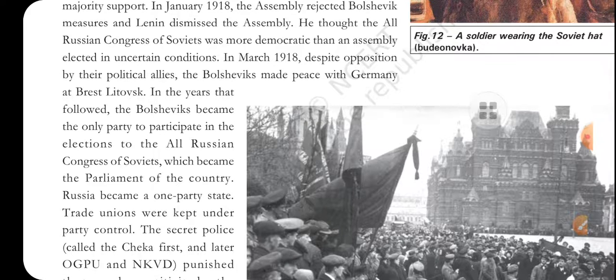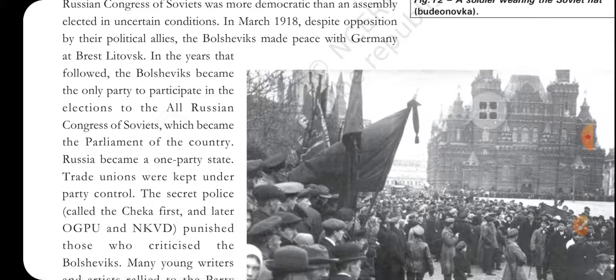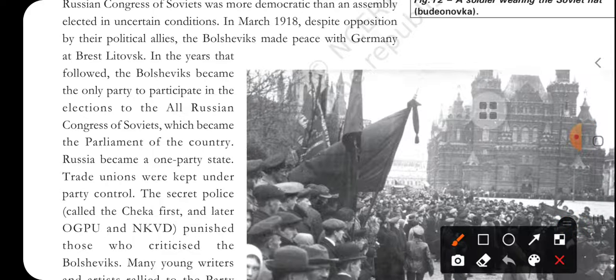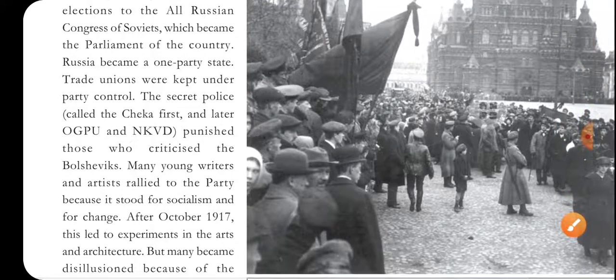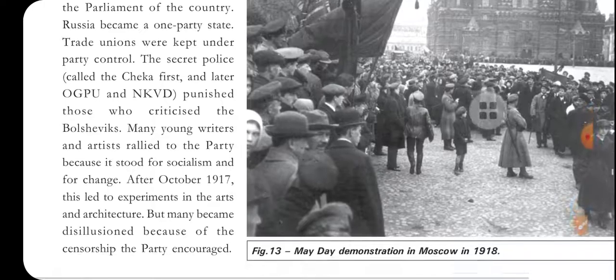In March 1918, despite opposition by the political elites, the Bolsheviks made peace with Germany. You know that people were against Germany, and he made peace with Germany, so the people did not like this, and that's why he lost the election. In the years that followed, the Bolsheviks became the only party to participate in elections, and the All Russian Congress of Soviets became the country's parliament. Russia became a one-party state.